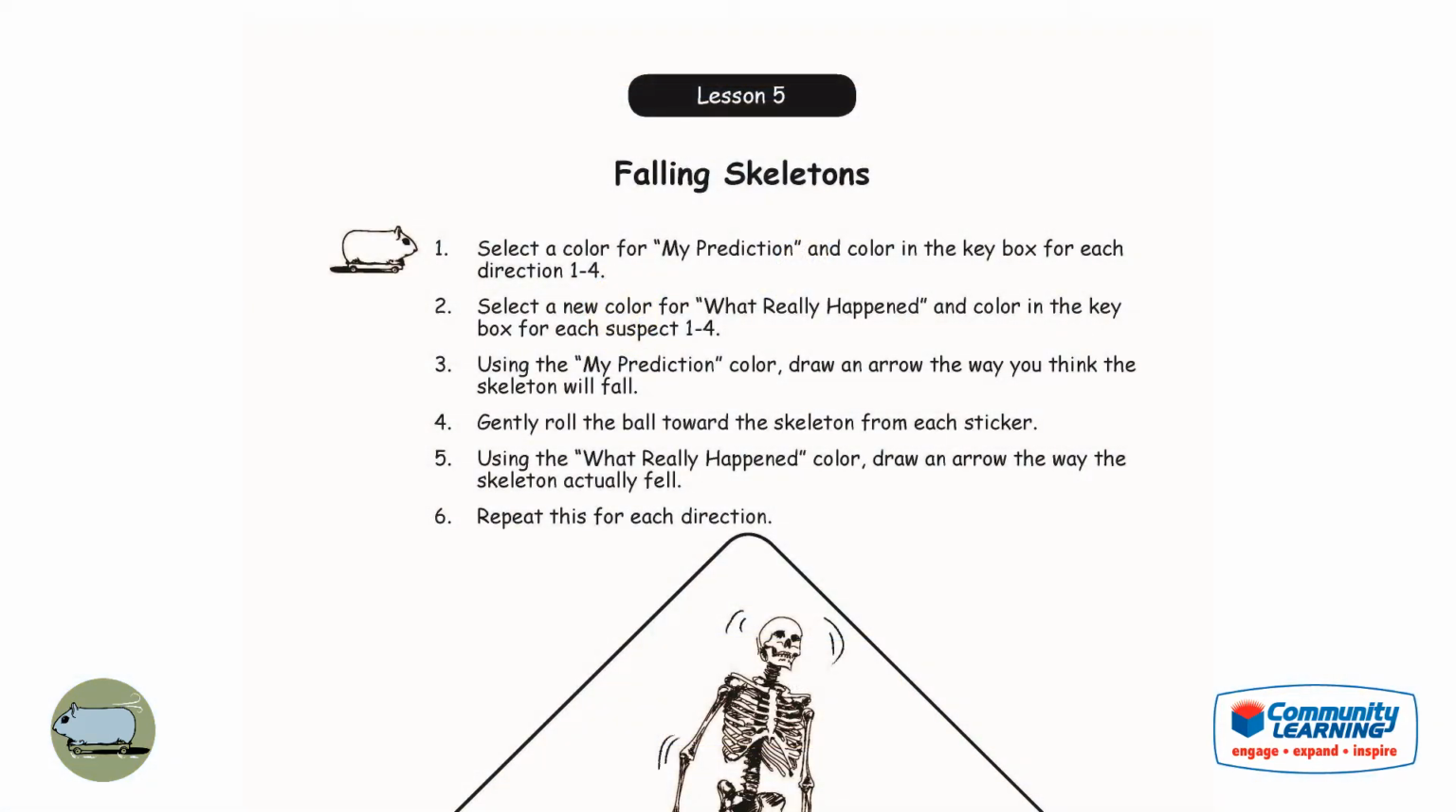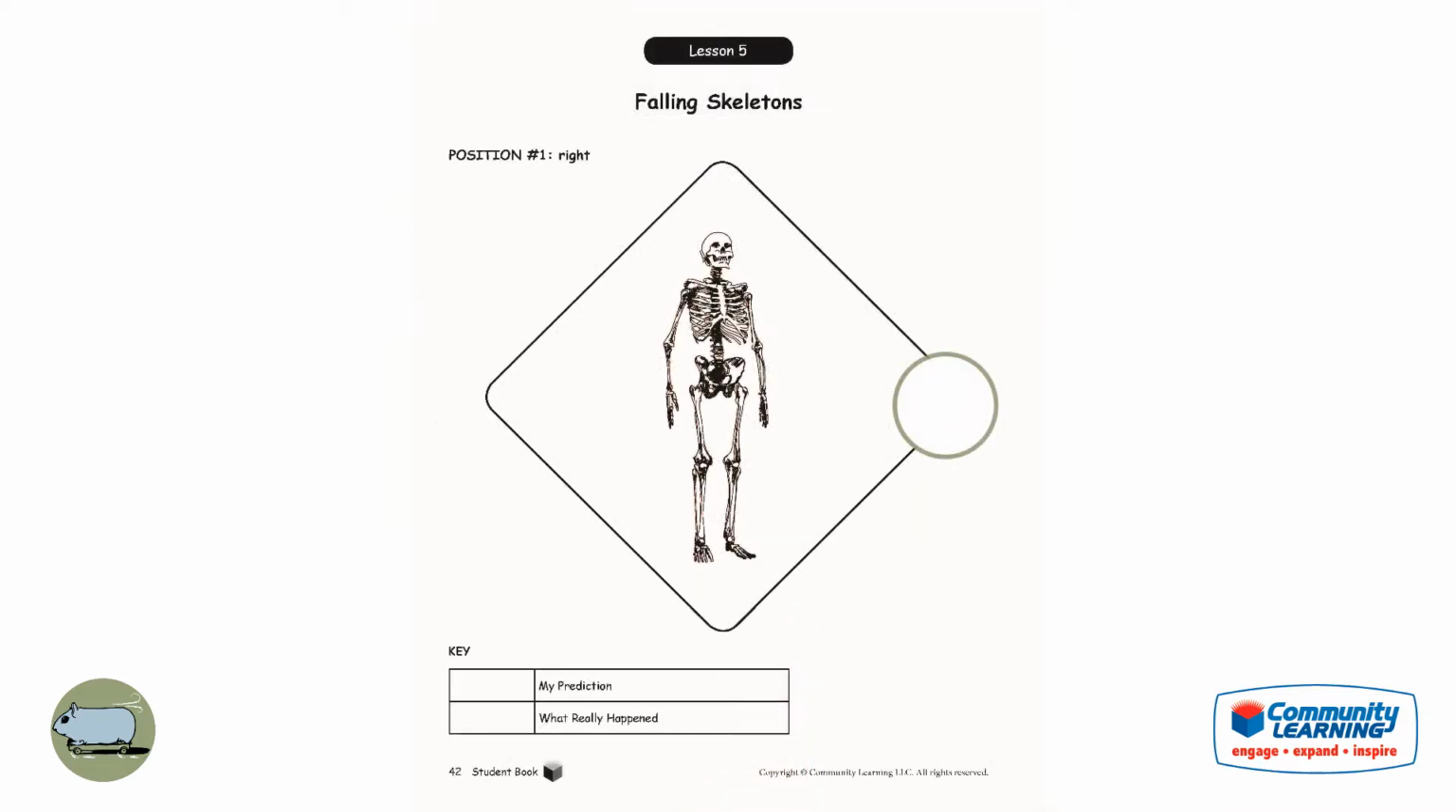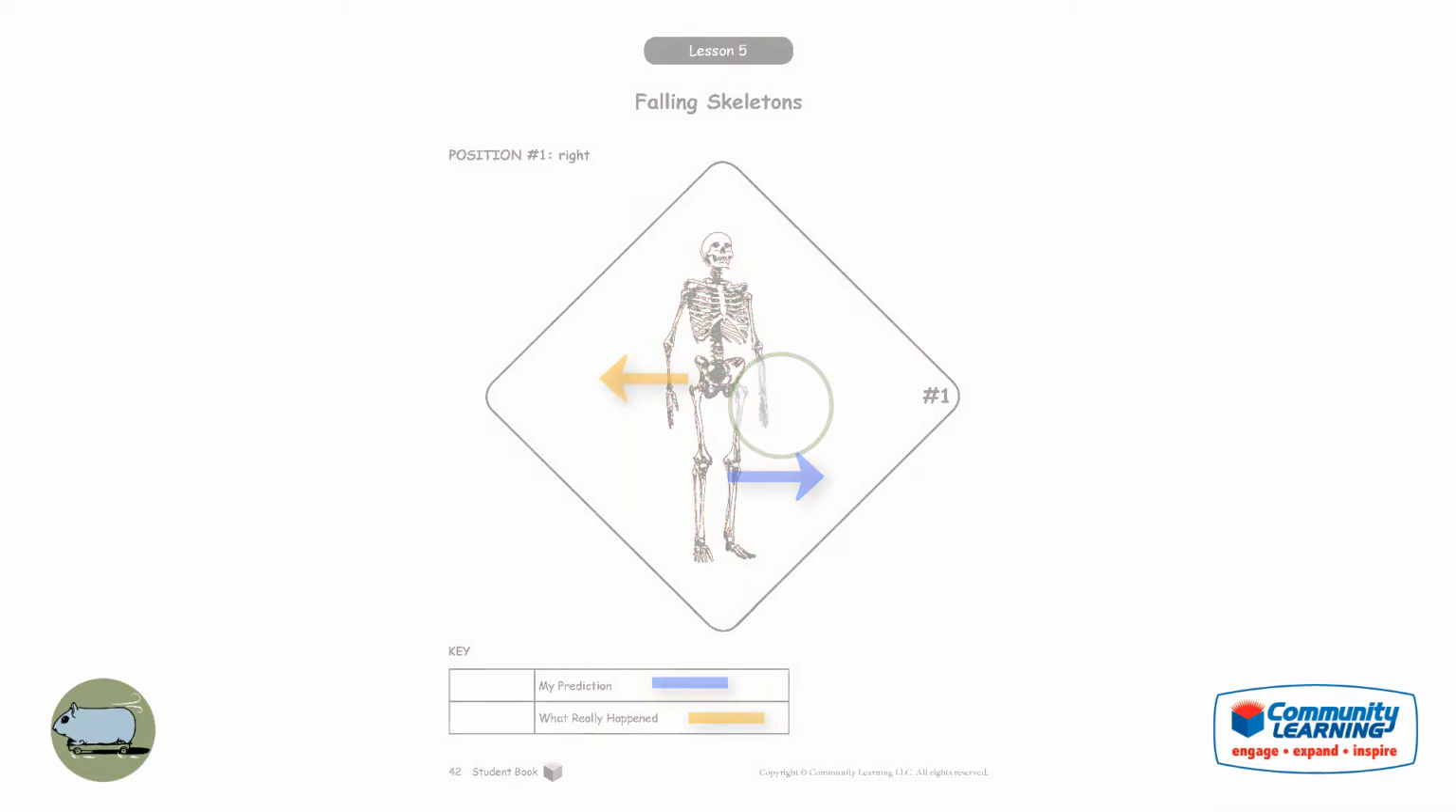Students will need to find the falling skeleton data pages in their books. They will use the key at the bottom to note what color crayon is for their prediction and what color will reflect what actually happens. Using the prediction crayon color, students should mark which way they think the skeleton will fall. Then they will roll the ball and use the other crayon color to log what actually happens to the skeleton.